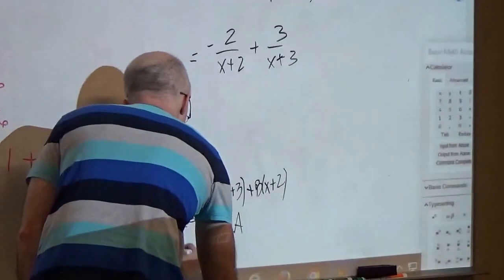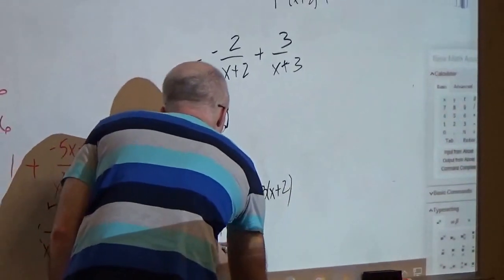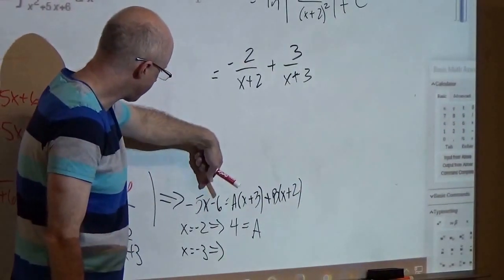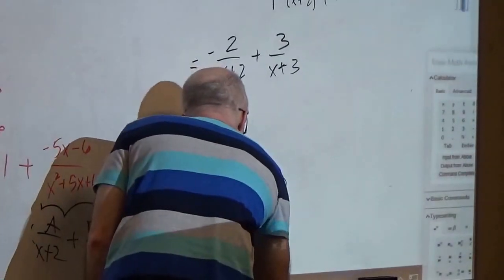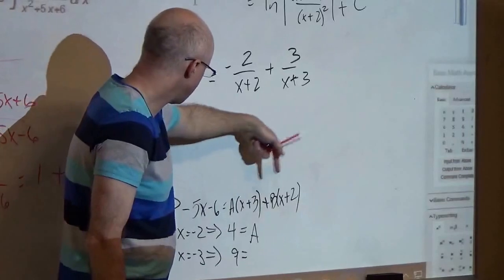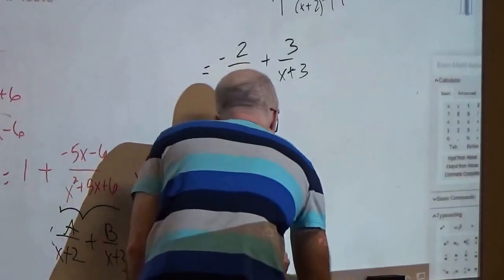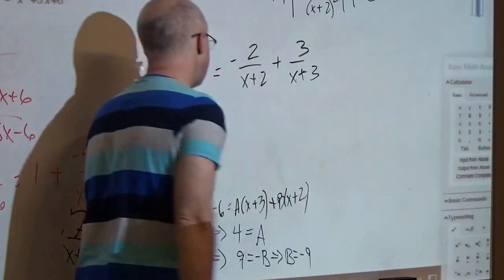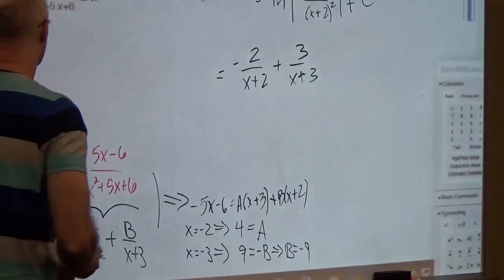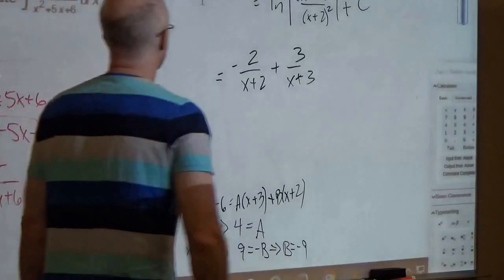When x is negative 3, negative 5 times negative 3 is positive 15, minus 6 is positive 9. 9 equals, that goes away, that becomes a negative 1. You get negative b, so b is negative 9. Now we're ready to do the integral.